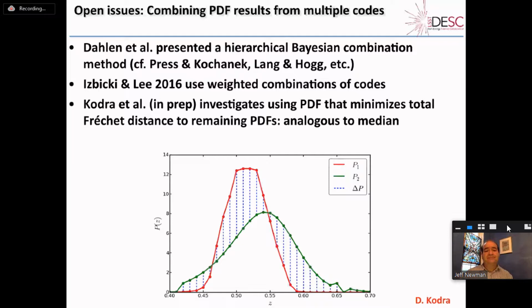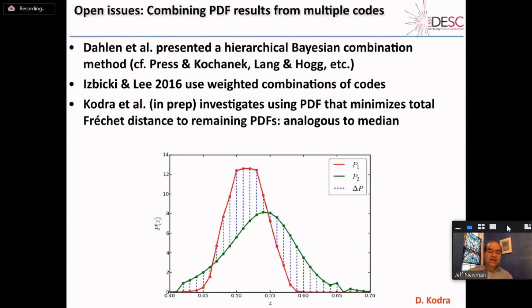So in Dahlen et al., we presented a hierarchical Bayesian or Bayesian mixture model method for combining not point estimates like mean redshifts, but P(z)s. So we could get a combined P(z) that hopefully performs better than an individual P(z). So that was one method. Izbicki and Lee presented a method using weighted combinations of codes, which has different advantages and disadvantages. So Drutan Kodra has applied a third method of choosing a consensus PDF for multiple codes, which looks at what's called the Fréchet distance. So the Fréchet distance is illustrated in this plot here.